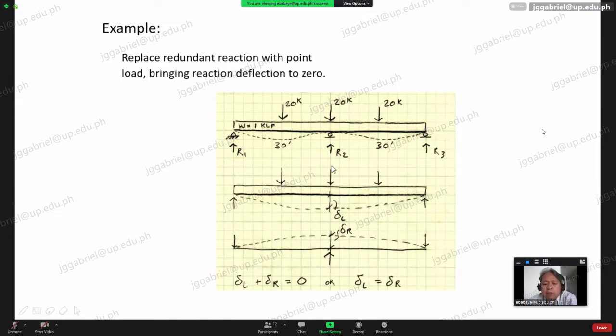So you have 3 concentrated loads. First set of loads, second set of load, and uniformly distributed load. Or this one is designated as the first set, and then the 3 concentrated loads are the second set.